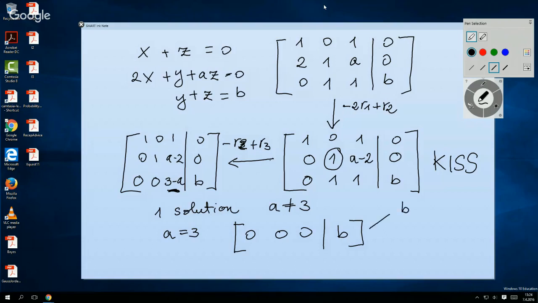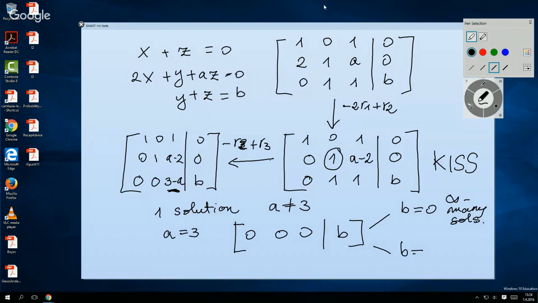Okay, so if b is 0, you get infinitely many solutions. Let me write sols for solutions because I don't have space. Why do you have infinitely many solutions? Because z is a free variable. In this case, the rank is 2. The leading variables are x and y. Z can be arbitrary.